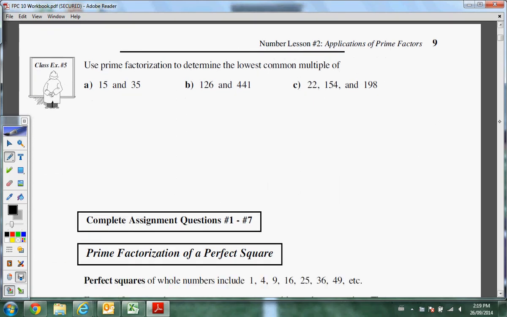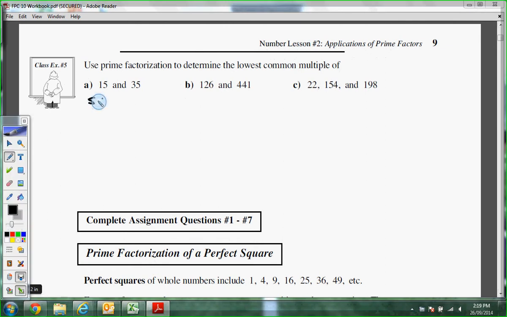Okay, so for example, 15 and 35, this breaks down to 5 and 3 and 7 and 5. Well, see how they share a 5? So I only use 5 once. I just go 5 times 3 times 7. So their LCM is 105. Does that make a little sense, hopefully? Okay, I'll try another one here.